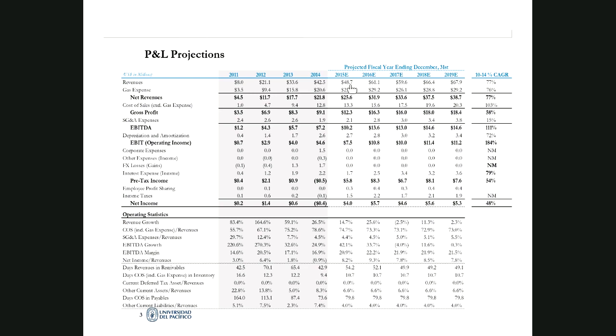Here you have a 5-period projection of revenues, of expenses, and of EBITDA, okay? And in the bottom, you can see some statistics. For example, revenue growth, expenses divided by revenues, administrative expenses divided by revenues, EBITDA growth, EBITDA margin, okay?